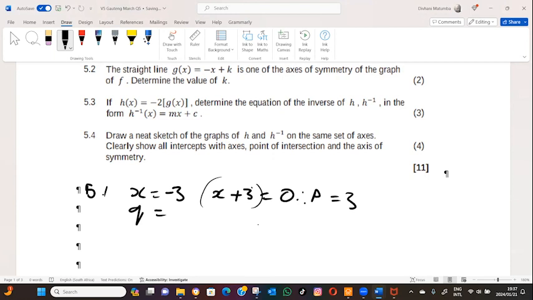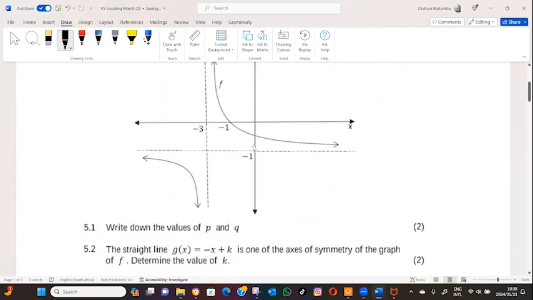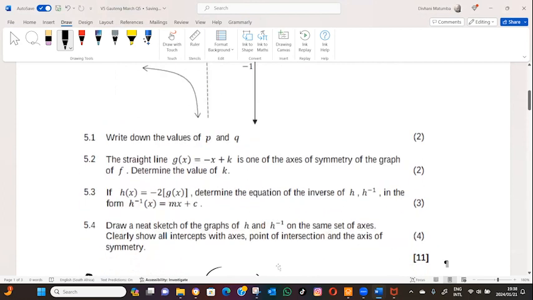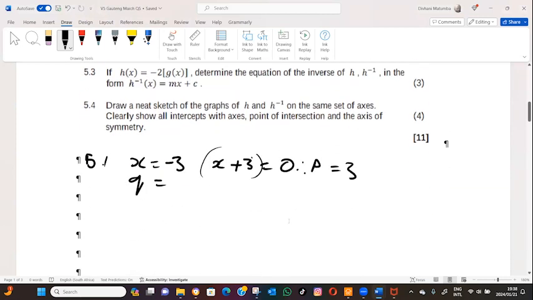Now, the value of q is straightforward. This is the vertical shift. For the vertical shift, you just go back to the graph. It's a simple minus 1. If you don't get it, I won't say forget about it. I'll say go to the comment section and comment, say something.